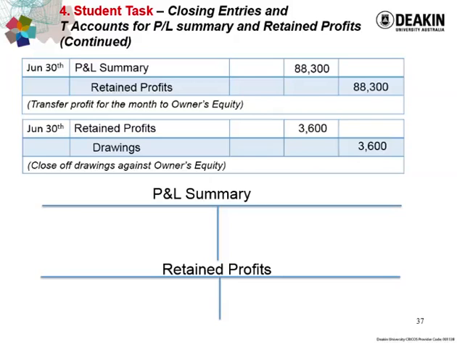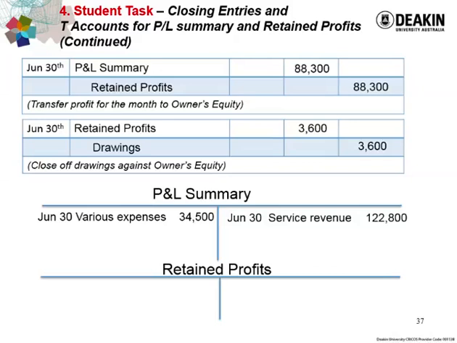Okay, let's do the posting to the P&L summary ledger account. At the credit side, on 30th June, we have 122.8K and we state service revenue for cross-referencing. And we debit on 30th June 34.5K and we state various expenses for cross-referencing. We must close the net profit of 88.3K to retained profit. So on June 30th, at the debit side, we put 88.3K and we state retained profits for cross-referencing.